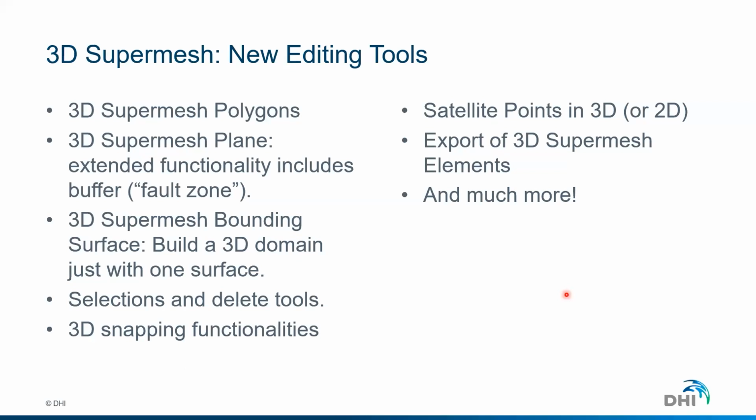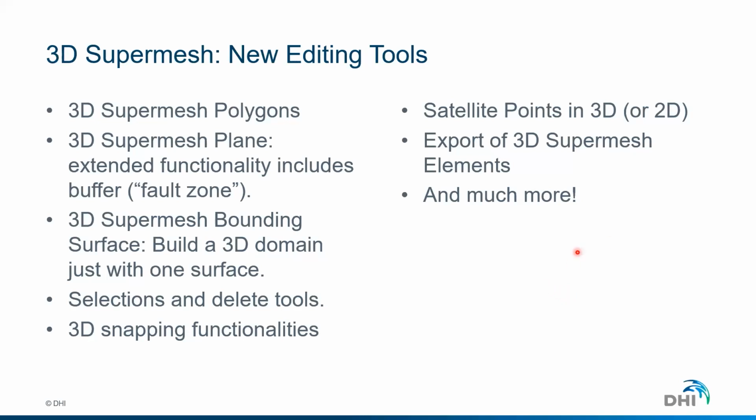We now have a number of tools which allow you to create super mesh polygons. You can just digitalize the polygons in 3D and then build your surfaces. You can create planes, so if you have a fold with a certain inclination, you can draw this fold. This already existed in the previous version. What we have now is the possibility to create a so-called fold zone, where you can define parallel planes in case you would like to maintain small discretization around the fold planes.